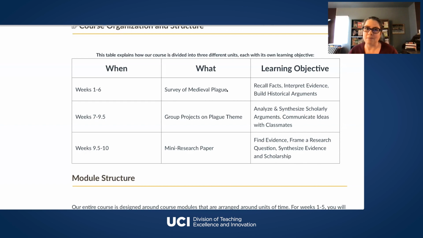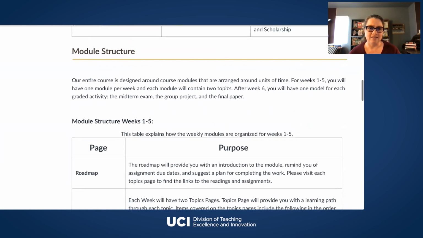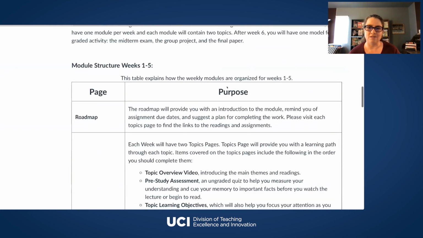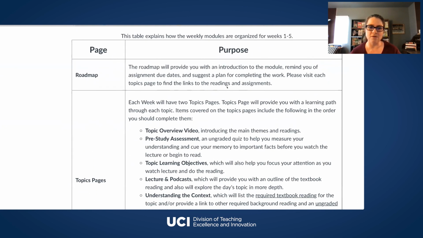And in that project, they will learn how to read and analyze scholarly arguments. They each have to read 2 scholarly articles. So we can see that weeks 1 through 6 teaches them how to work with the primary source evidence, and weeks 7 through 9 teaches them how to work with the scholarly articles. And then they bring that together for their final paper in a different context because they're looking at a different pandemic.